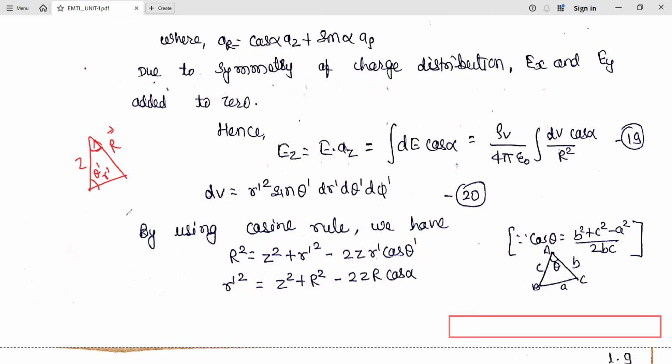Similarly, we can write cos theta dash for this: it is z square plus R dash square minus, which side is opposite? R is opposite. So R square, divided by 2z R dash. This is being rearranged here, so we have the expression for R dash square. That we have to substitute in the differential volume, and again further rearrangement we have to do to obtain the expression.